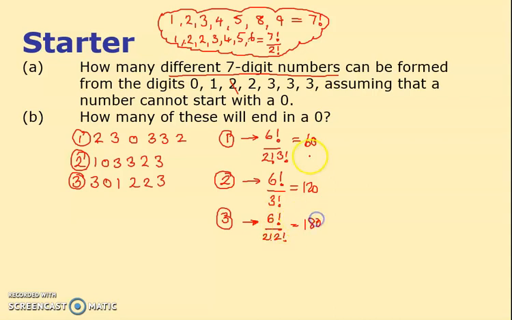So in total, 60, 120, 180, I reckon 360. There are 360 different ways. You can see why I didn't want you to list them. It would take you forever. How many of these would end in a 0?